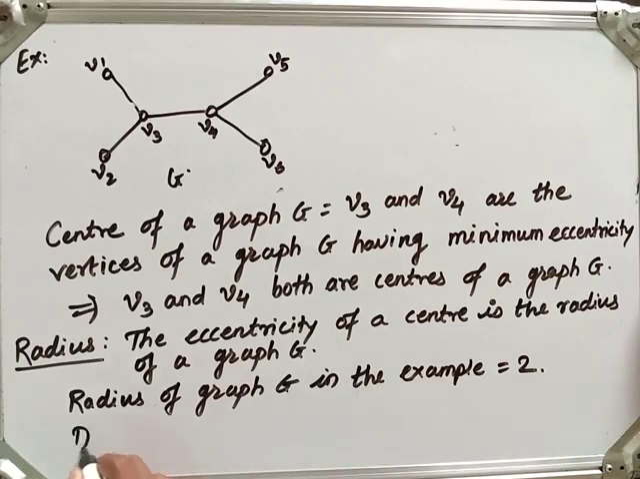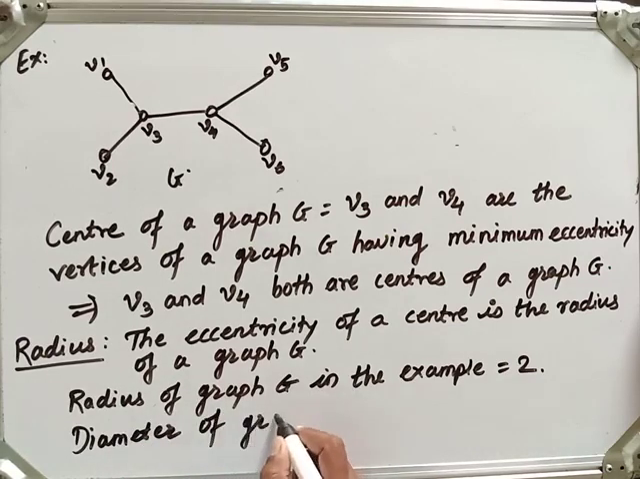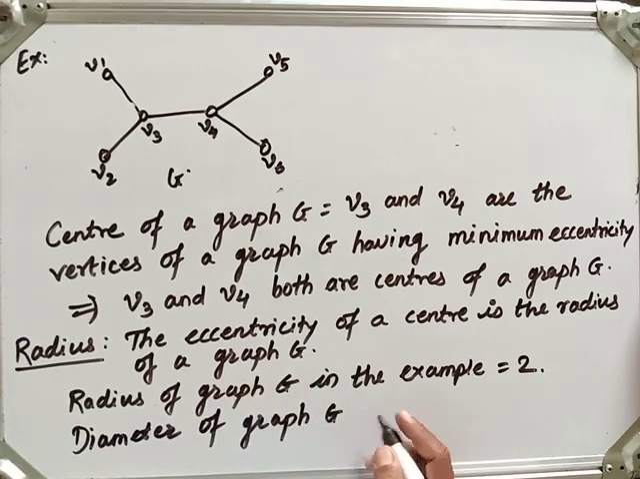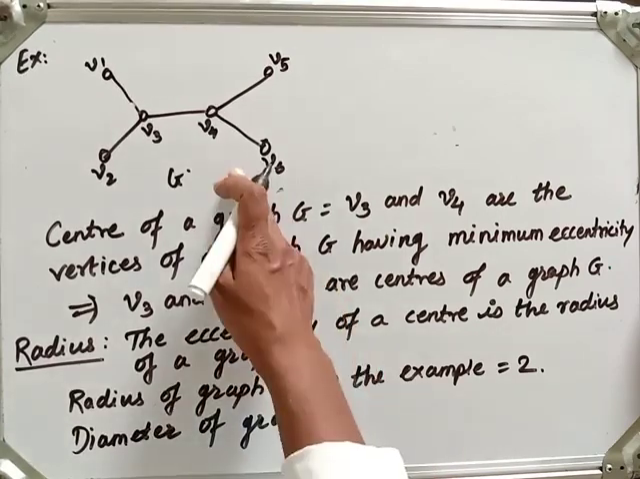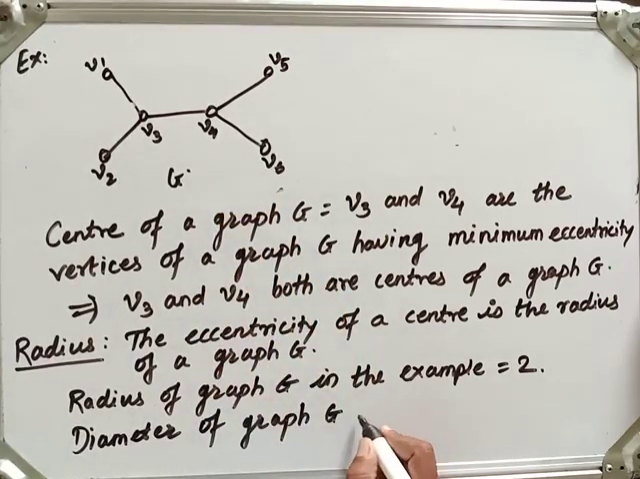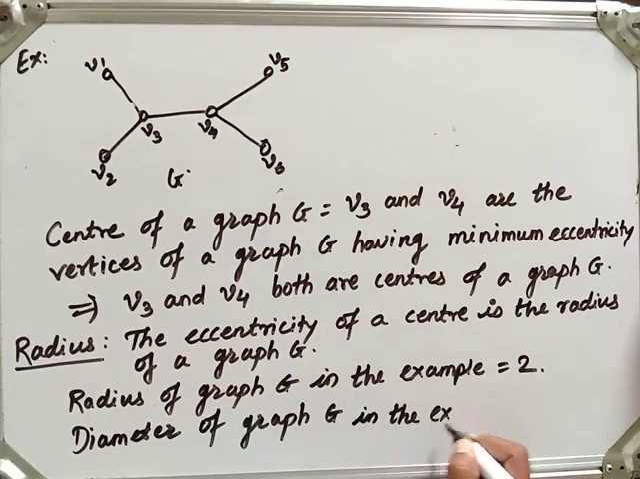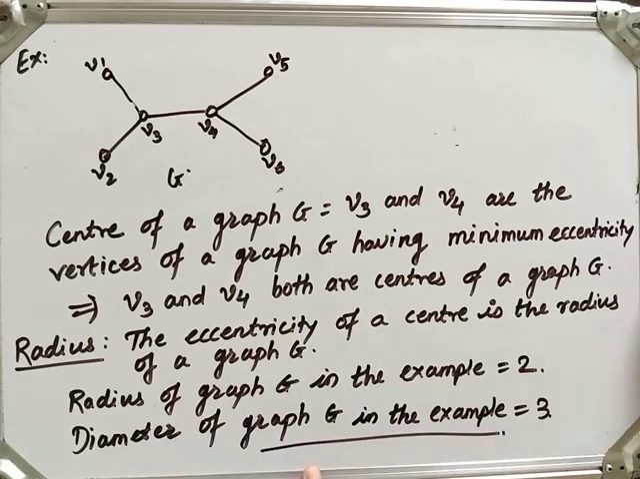And what about diameter? Diameter of a graph G. Already I have given you the definition of a diameter. Diameter is nothing but the length of the longest path. So maximum eccentricity is nothing but the diameter. Now the maximum eccentricity in this one is how much? 3. So the diameter of graph G in the example is 3. It is the length of the longest path, right?